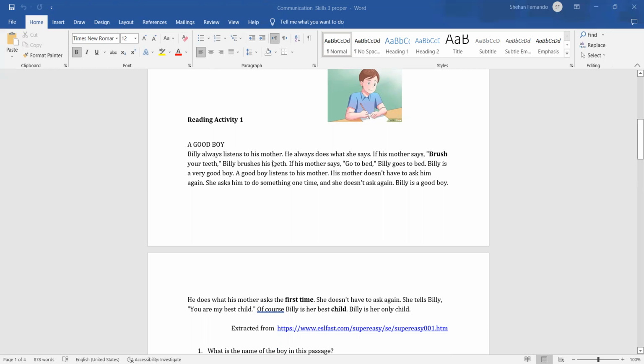A good boy. Billy always listens to his mother. He always does what she says. If his mother says, brush your teeth, Billy brushes his teeth. If his mother says, go to bed, Billy goes to bed. Billy is a very good boy. A good boy listens to his mother. His mother doesn't have to ask him again. She asks him to do something one time and she doesn't ask again. Billy is a good boy.